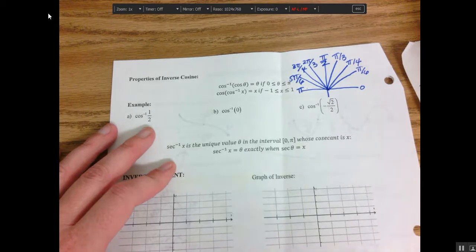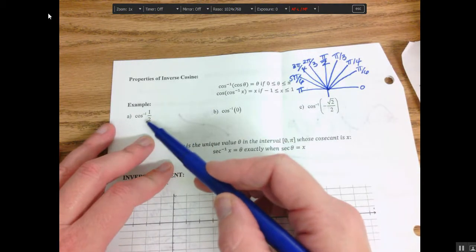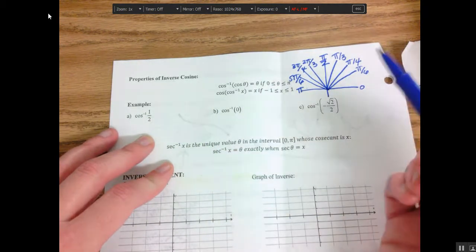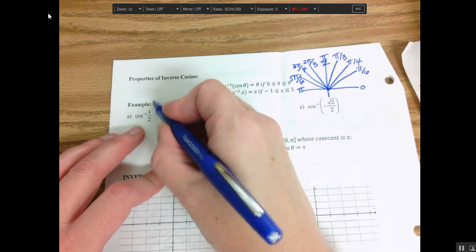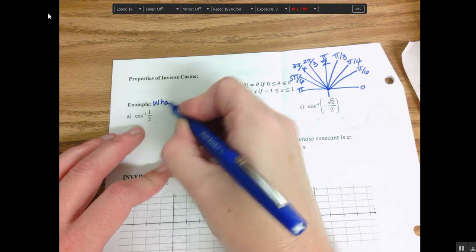For cosine, remember you're looking for angles that have an x value of this ratio. So you're asking yourself, what angle has this cosine? So take a minute to answer those.